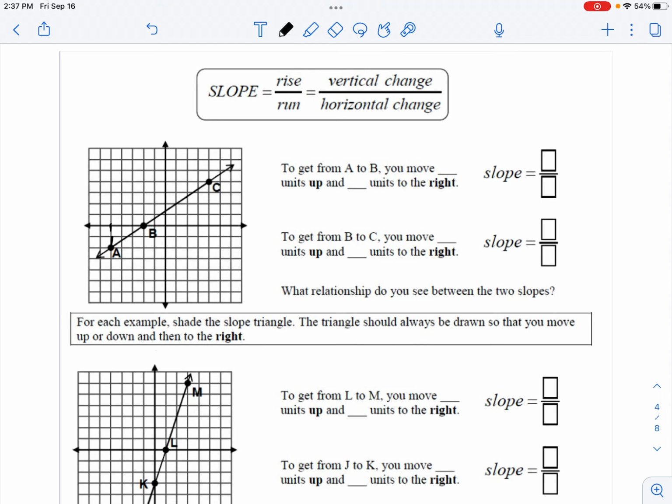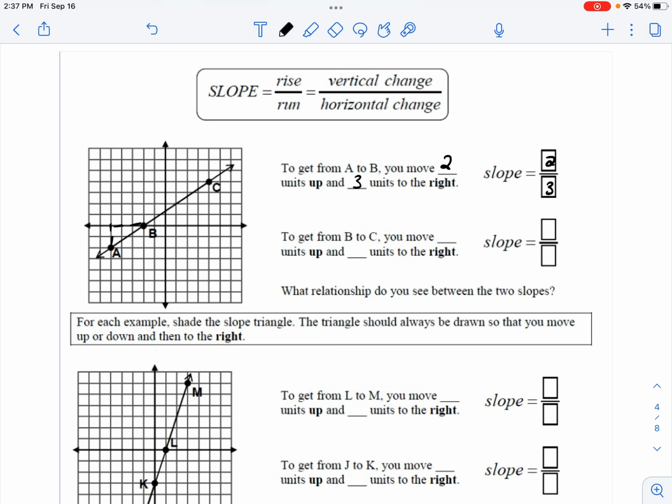So you go up 1, 2, 3, or up 2, and then you go over 3. So then we just plug those in for our slope, and it is rise of 2, run of 3. So our slope would be 2/3. Okay, they say the same thing for B to C.